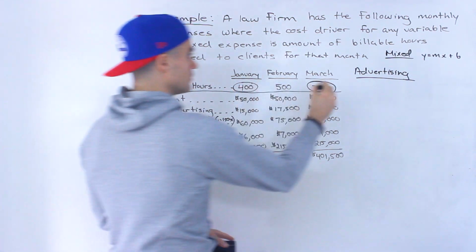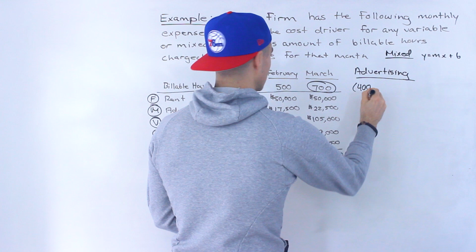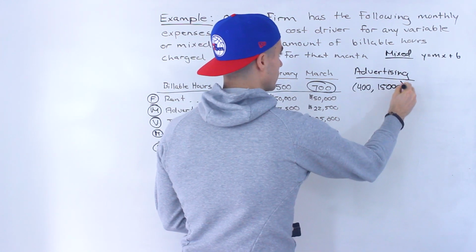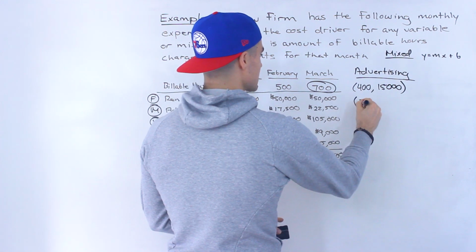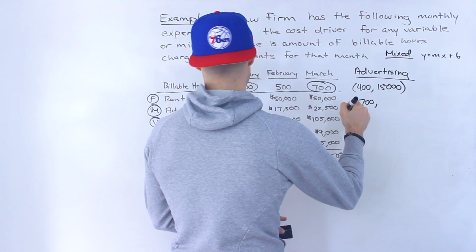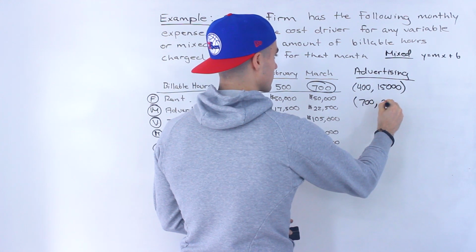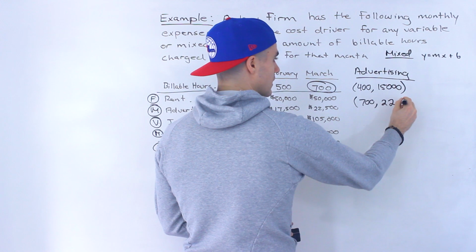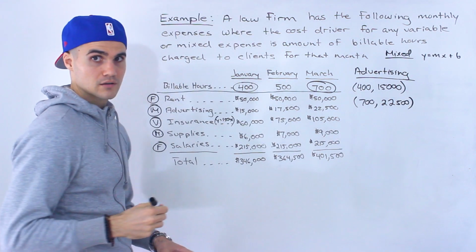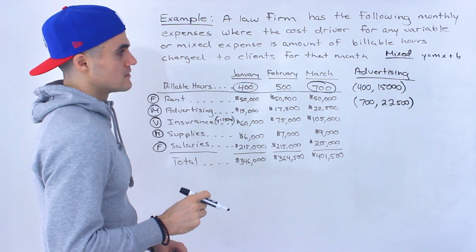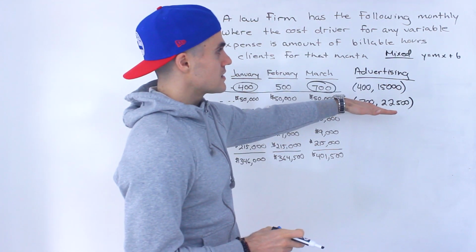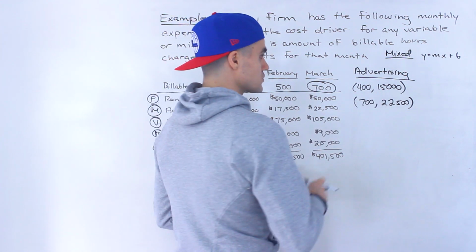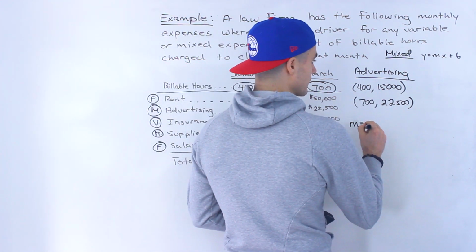So the two coordinates we're going to use is 400, and then the advertising is going to be 15,000 for billable hours of 400. And then for billable hours of 700, the advertising expense is going to be 22,500, like that. Right, so we have two coordinates here, and we basically have to find the equation of a line that goes through these two coordinates. So first thing we would do is find the slope.